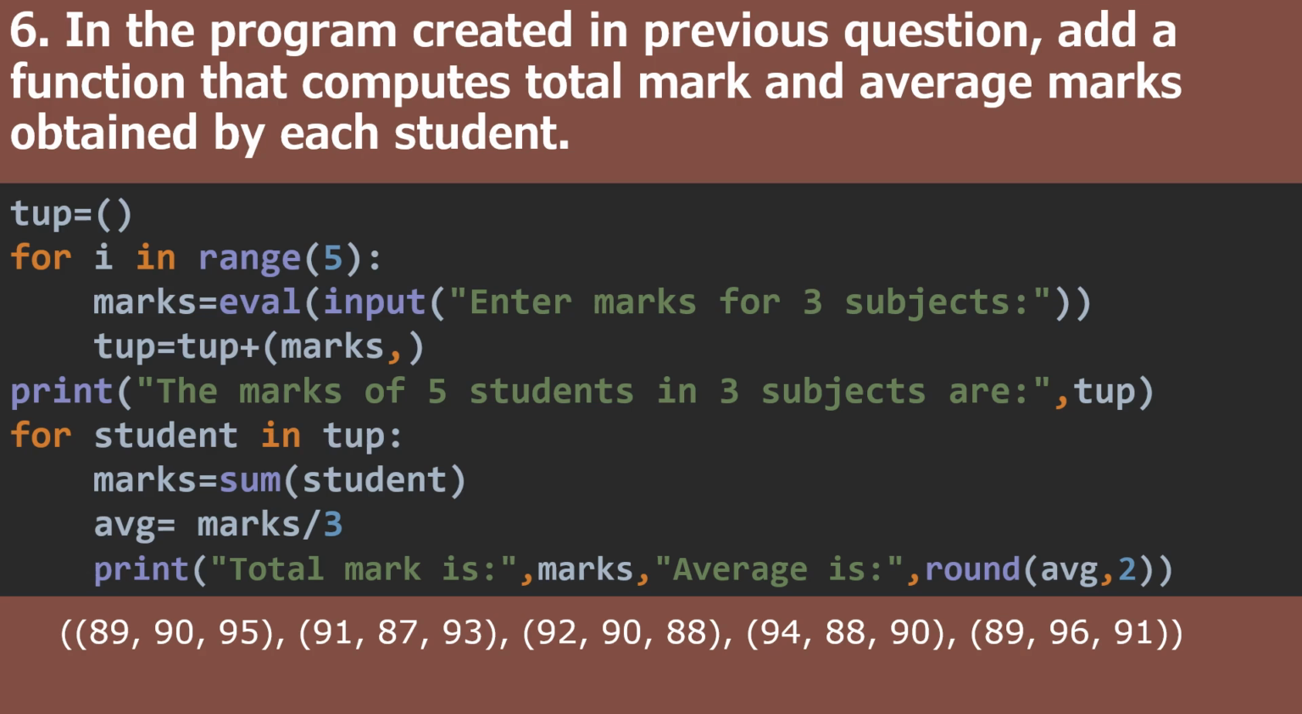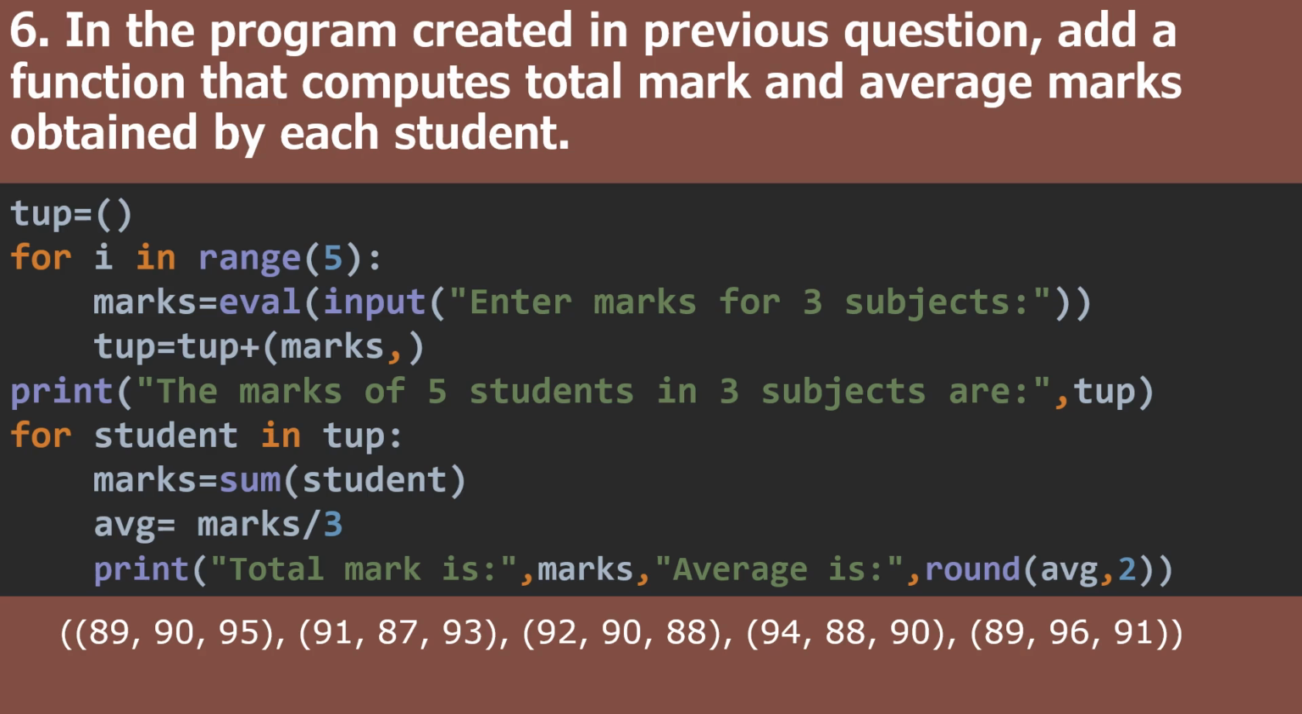So for student in tup, student is a variable which will iterate through all the values of this tuple. Now marks is equal to sum of student. So here we have used a built-in function called sum. Within that we have passed the value as student. Here student is nothing but again another tuple, which is the inner tuple. So if you use the sum function and pass a tuple value within it, it will add all the values which are present in this tuple.